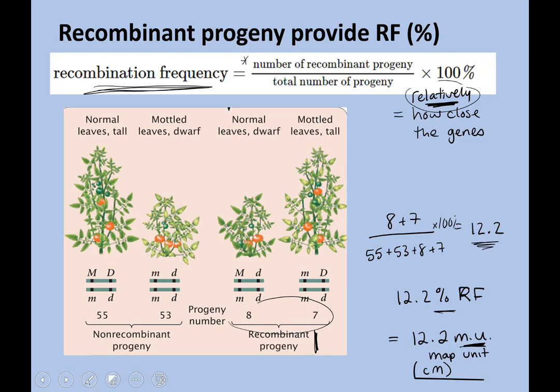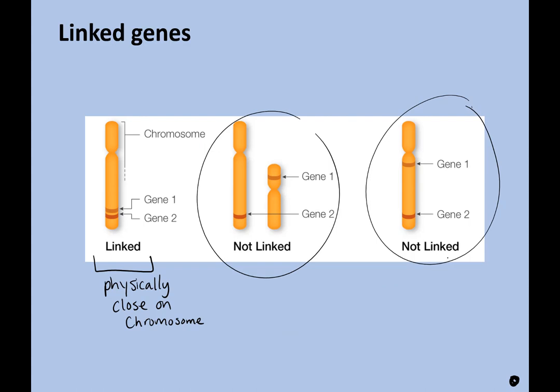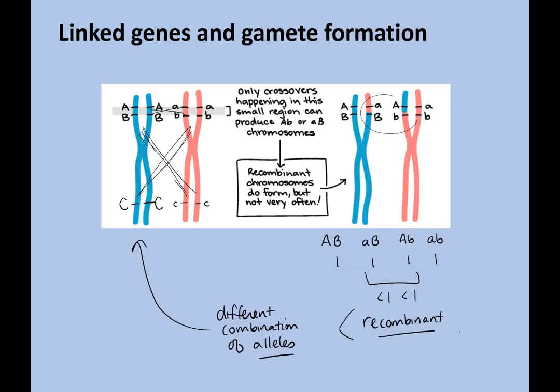Unlinked genes would have a recombination frequency close to 50%, right? Because you would expect 31 here, and 31 here, and 31 here, and 31 here, and 62 divided by 124 is 50%. So if genes have a very large recombination frequency, that indicates that they're unlinked. And unlinked could mean, again, like back here, on the same chromosome, or on different ones. So these both would have a recombination frequency of approximately 50%. That would indicate independent assortment.